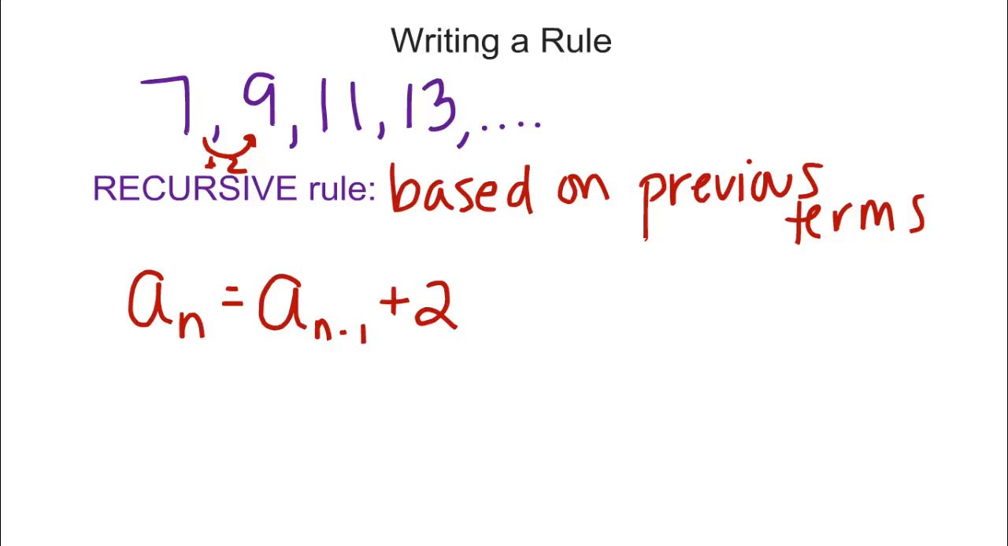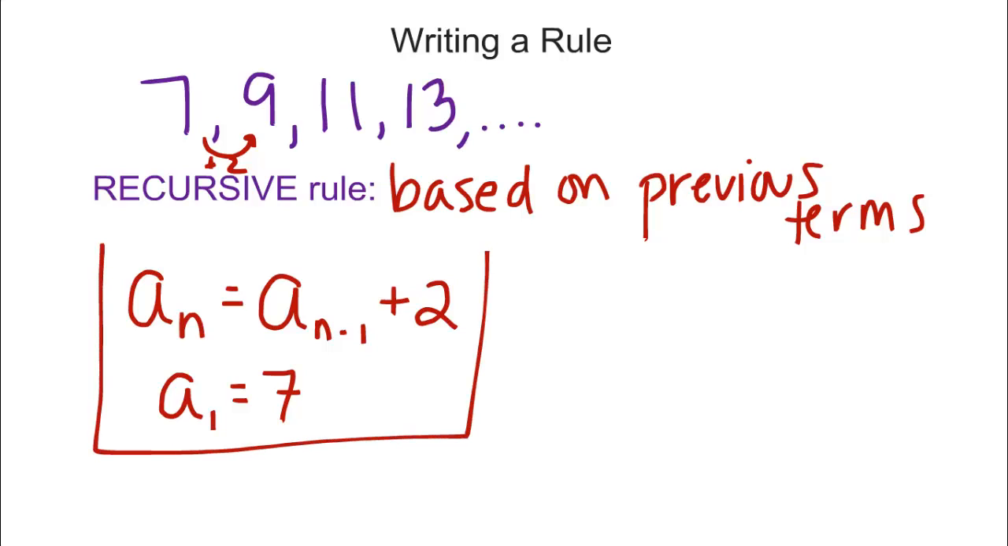That's our recursive rule. That's the recursion. But remember, that's not enough. I need to tell you where to start. So for our recursive rule, I also must say that A1 equals 7. With these two things combined, I now have a rule, and anyone can generate my sequence. A1 is 7, and to get the nth term, take the previous term and add 2. That means A2 is A1 plus 2, which is 7 plus 2, which is 9. The third term is 9 plus 2, which is 11. So don't forget about the A1, though. We need to know our starting term.